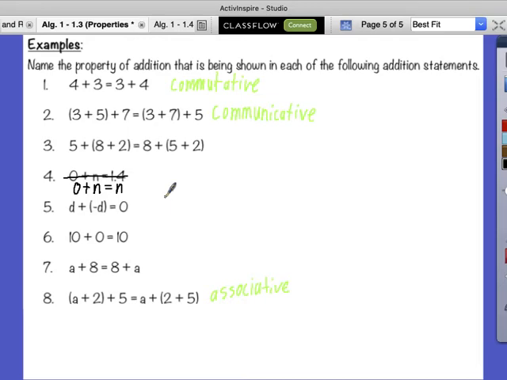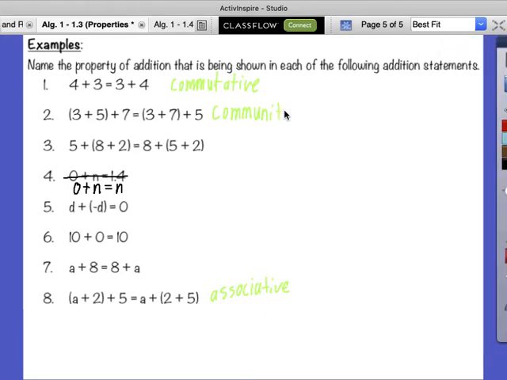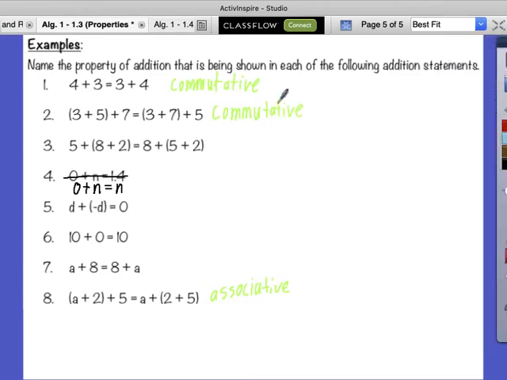So Ava, what did you put for number 3? Commutative. I agree. I put commutative on the second one. Whoops, I spelled that wrong. There we go. And Ava's right, number 3 is commutative as well, because the 8 and the 5 are changing spots between the left and the right side. So even though we have parentheses, the parentheses aren't changing spots. The actual 8 and the 5 are.